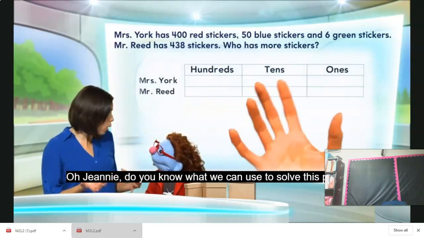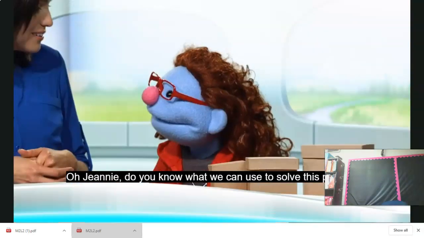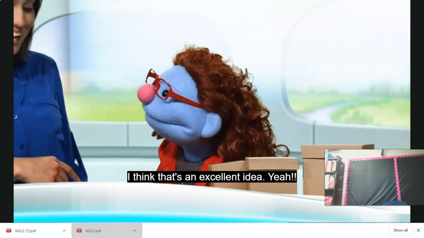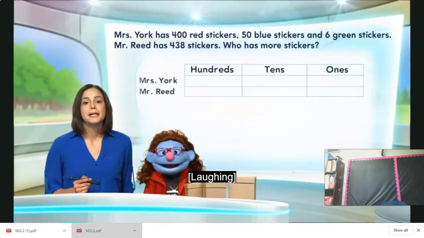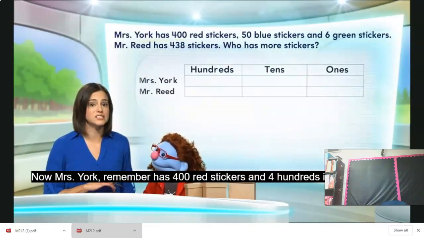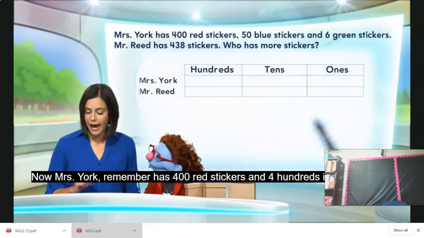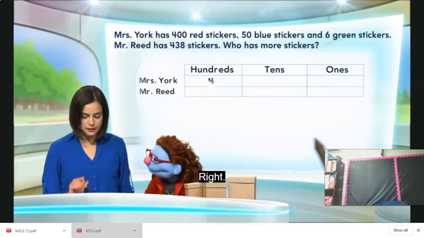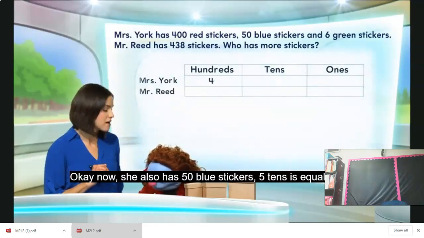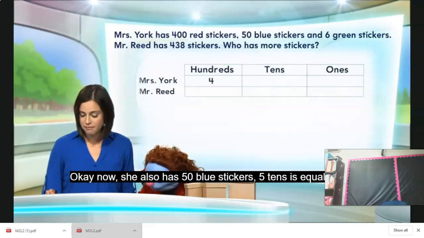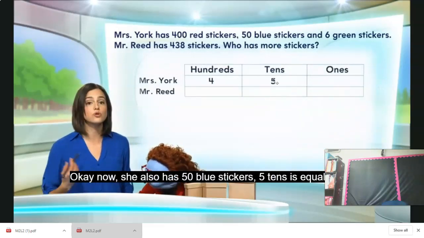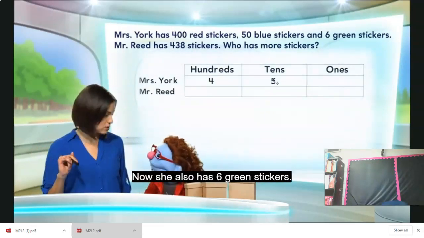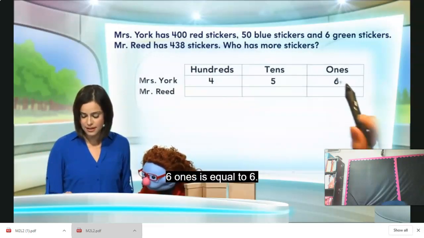Well, Jeannie, do you know what we can use to solve this puzzle? Oh, how about a place value chart? I think that's an excellent idea. Now, Mrs. York, remember, has 400 red stickers, and 400 is equal to 400. Okay. Now, she also has 50 blue stickers. 5 tens is equal to 50. Now, she also has 6 green stickers. Right. 6 ones is equal to 6.